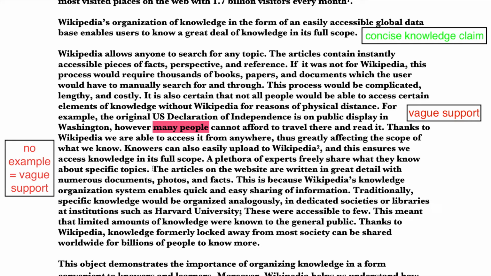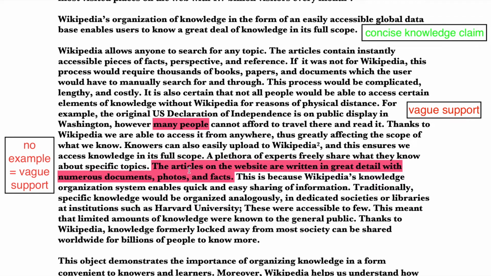Now, here we have another problem. I wrote the articles on the website are written in great detail with numerous documents, photos, and facts. The examiner said that I could have used a specific article as an example to actually support this, because this doesn't really have any support. This is very vague, it's very general. I'm referring to all the articles on Wikipedia, and it would have been better to refer to one specific example. So again, this is vague support for my claim.